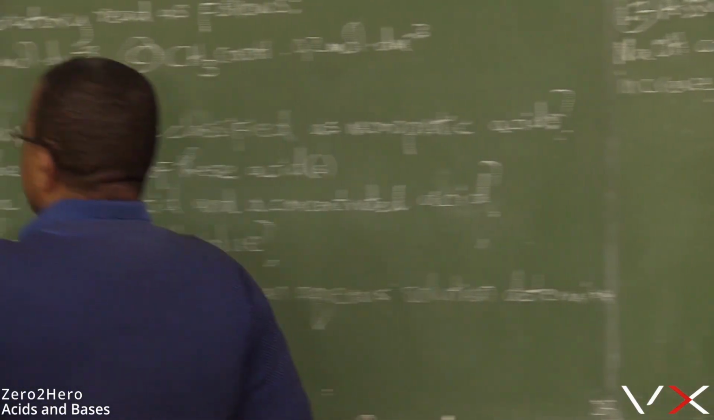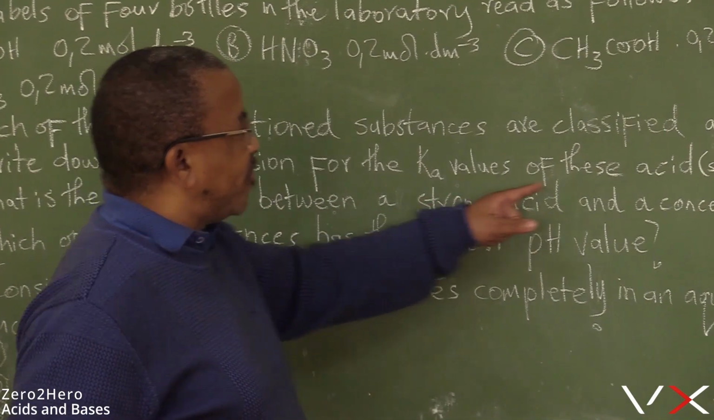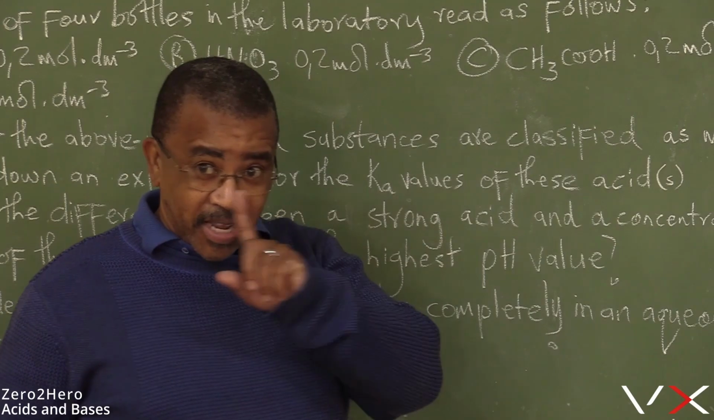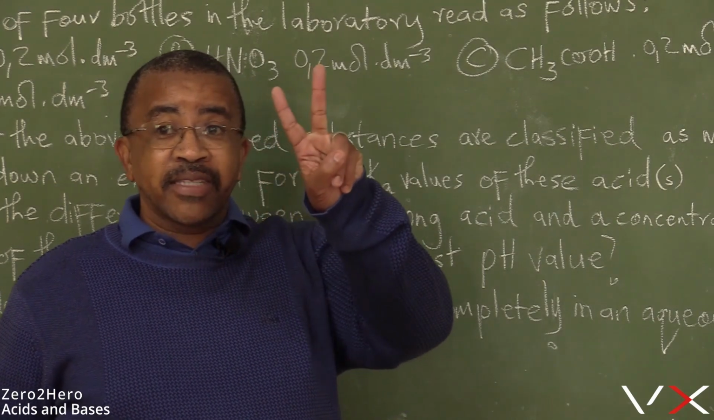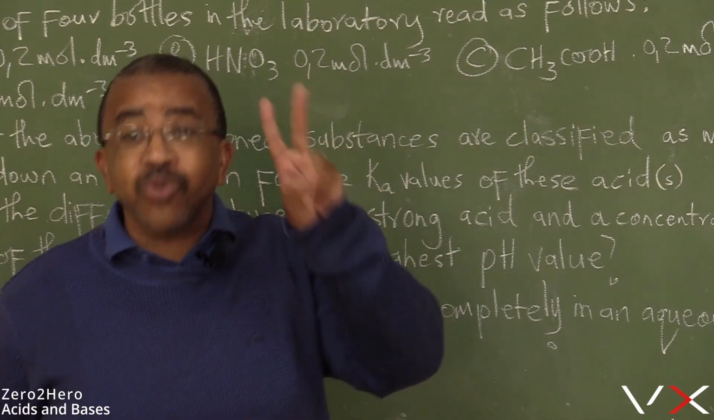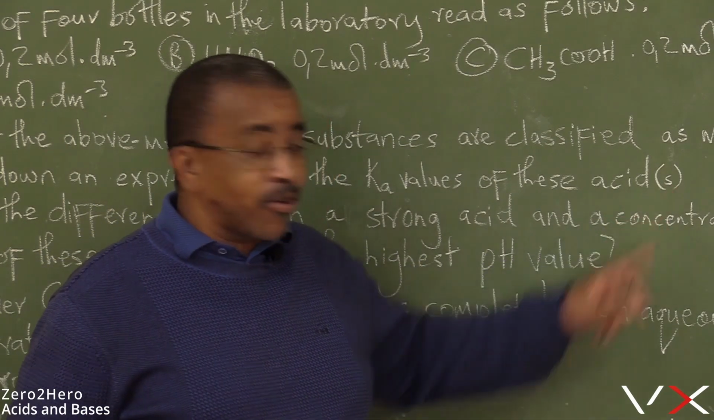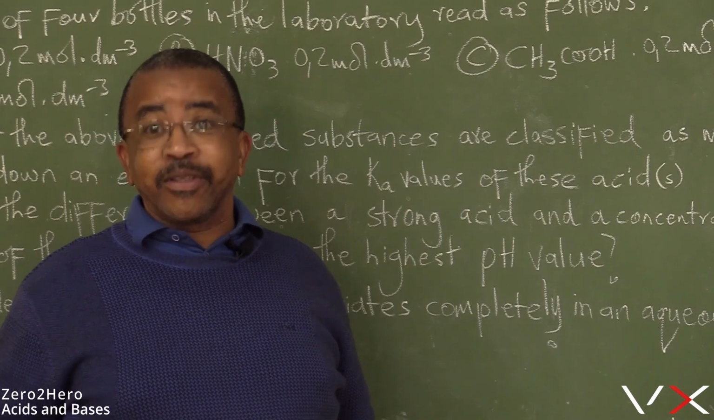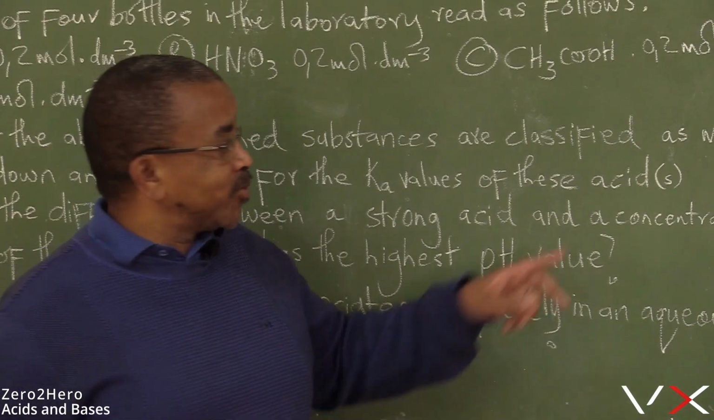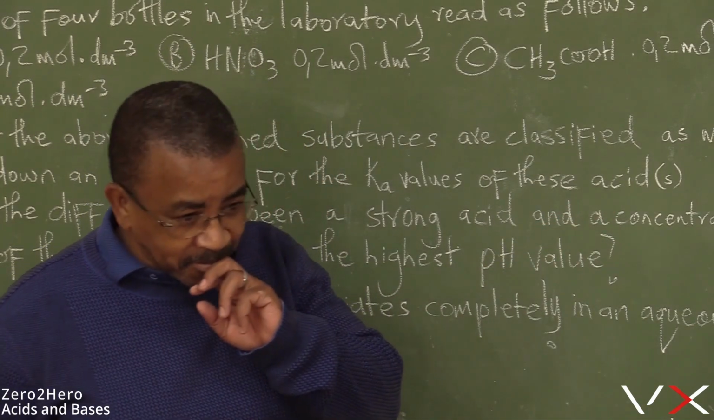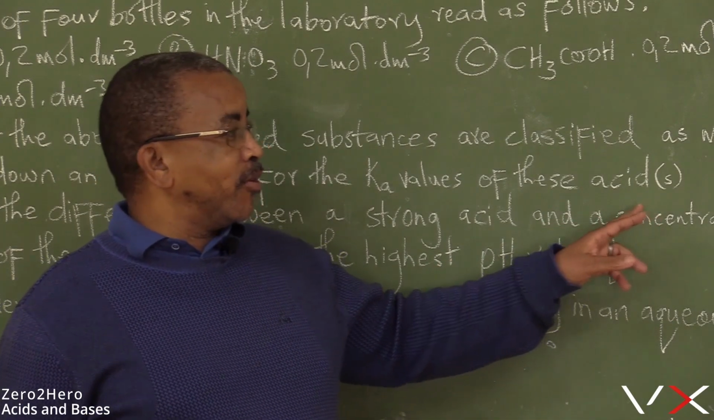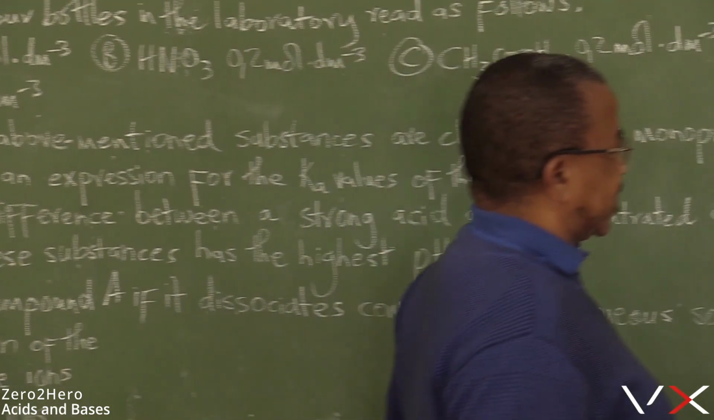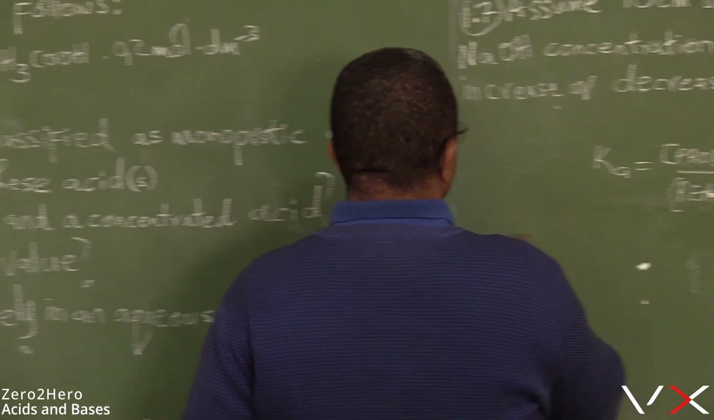Now they say, write down an expression for the Ka value of these acid or acids. You see? You find there are 2 acids, so it must be 2. Sometimes they say acid, but in fact there are 2. That is why they say maybe acids. So with us it's acids. What is the other acid? Number C. What does our number C say?